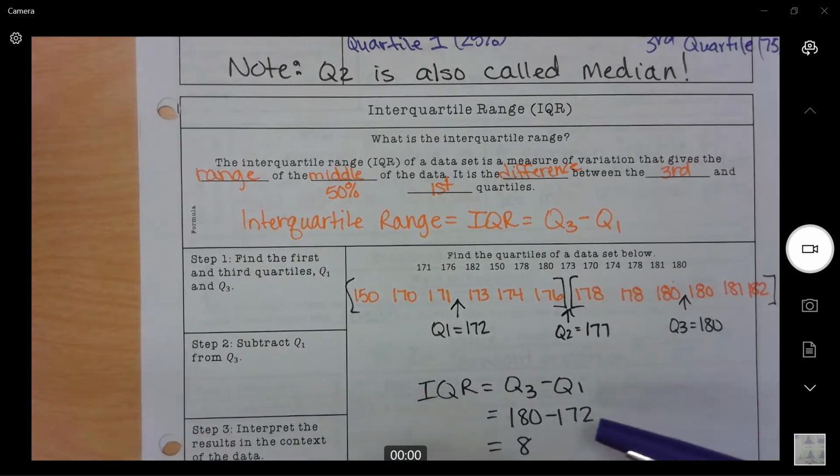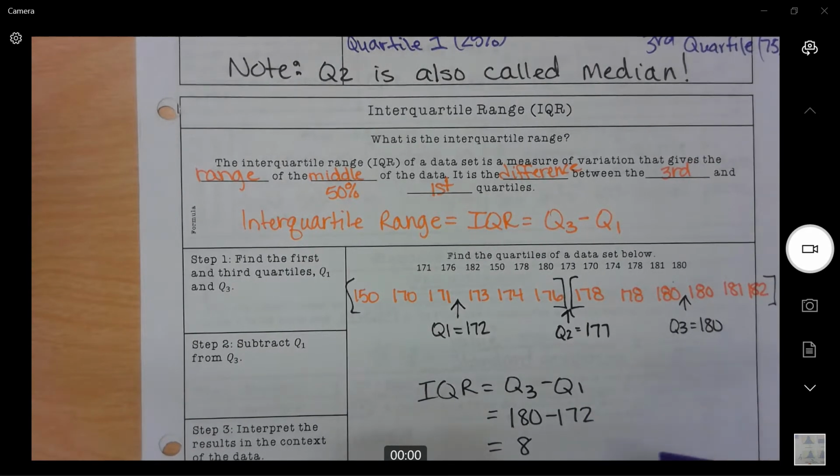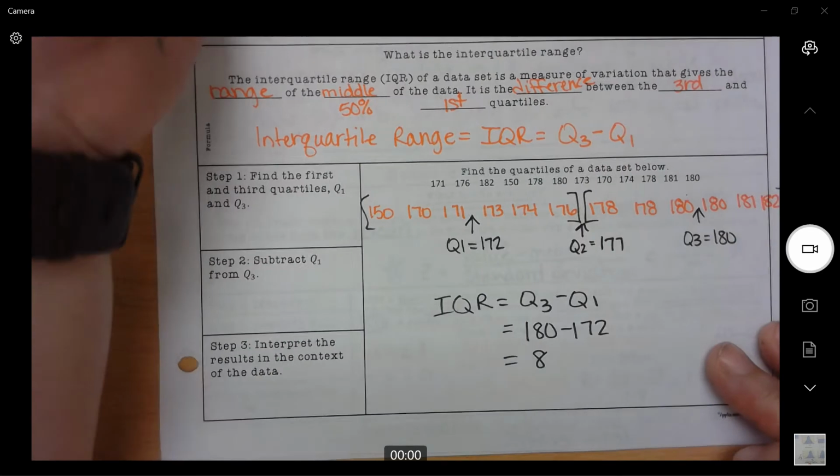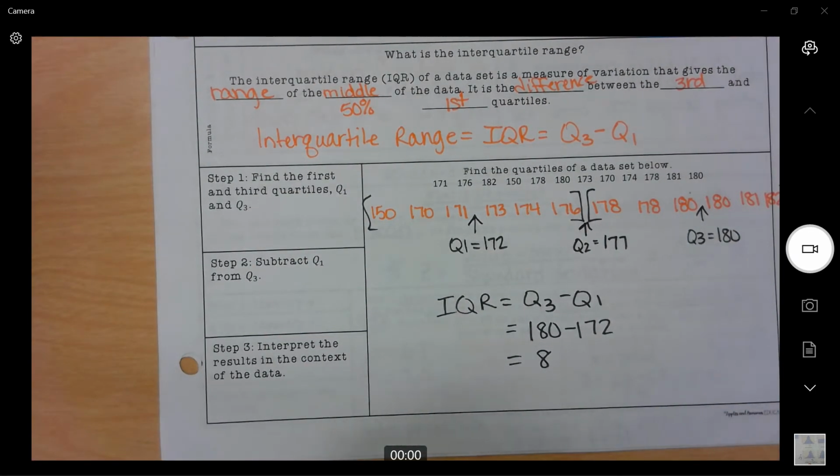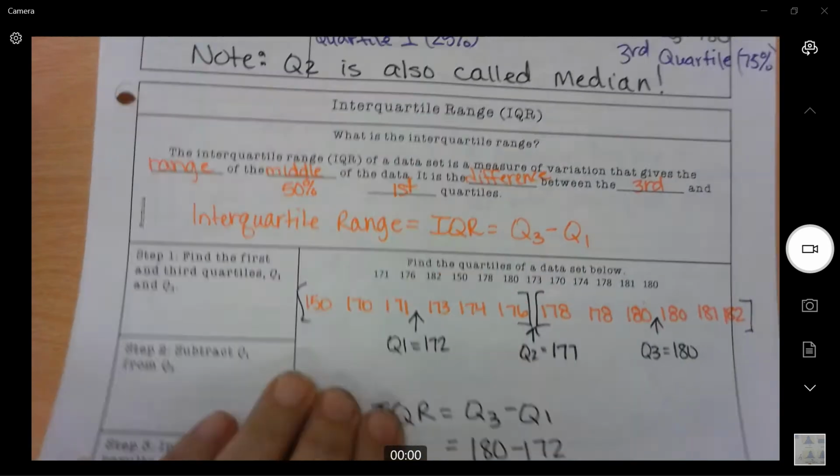You do need to know how to find an IQR. That is a big part of it, because anytime you're doing any kind of project for me or for Miss Pierce, you will have to have the mean, the median, the mode, the standard deviation, the range, and the interquartile range.